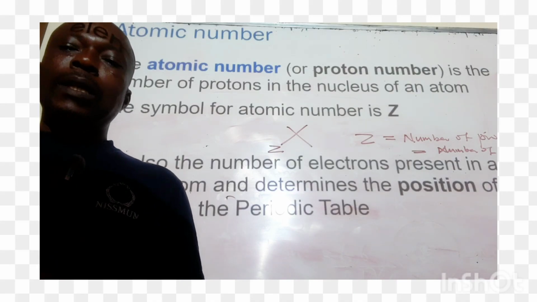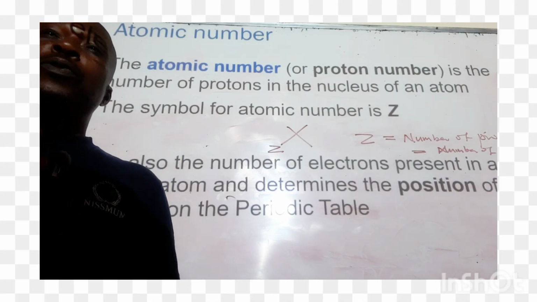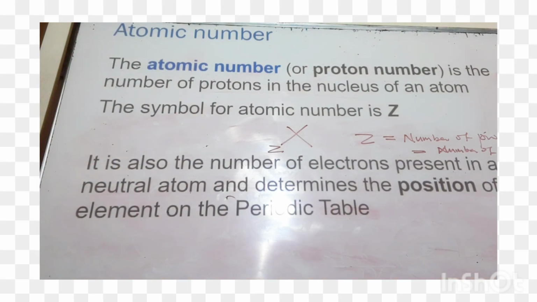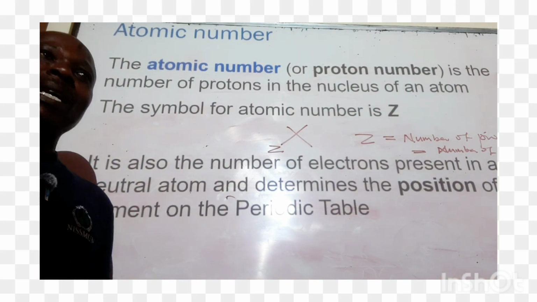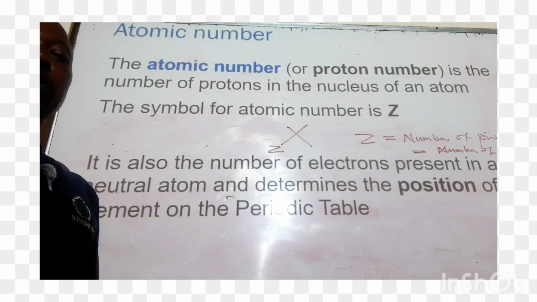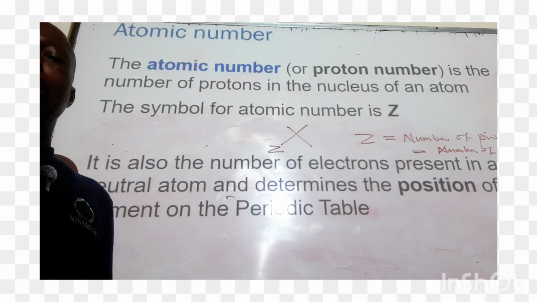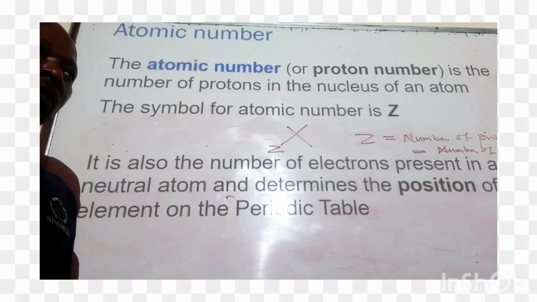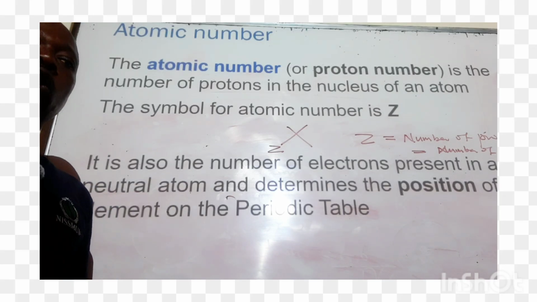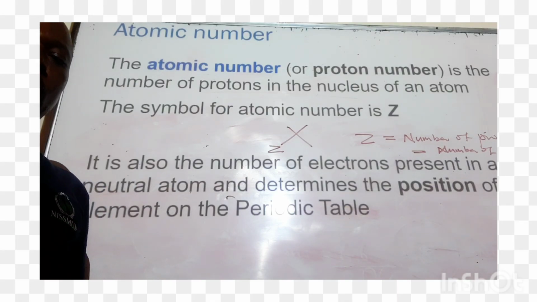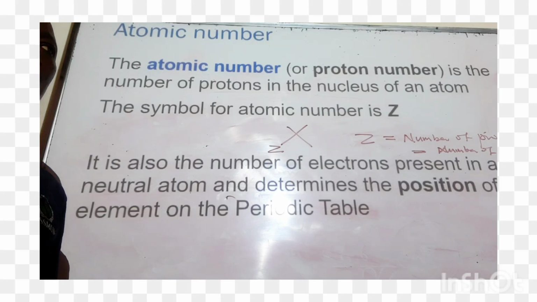The specific definition is that it is the number of protons. Because even in an ion, the atomic number is still the same. The difference between an atom and an ion has to do with the number of electrons present. The number of protons is always constant, in as much as it is the same element that you are dealing with, be it an ion or a neutral atom.